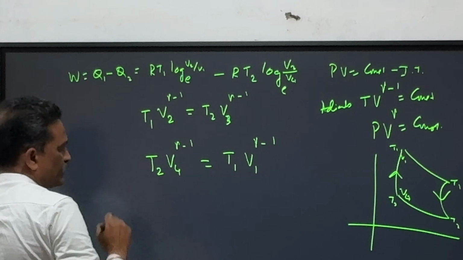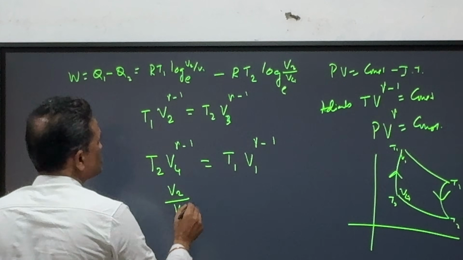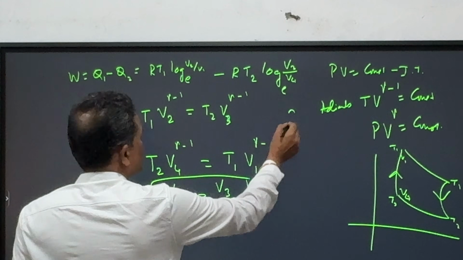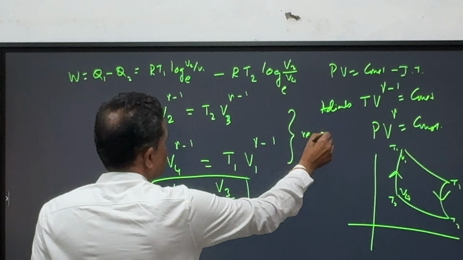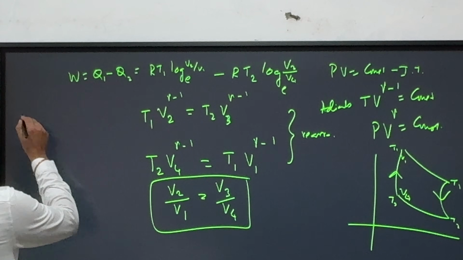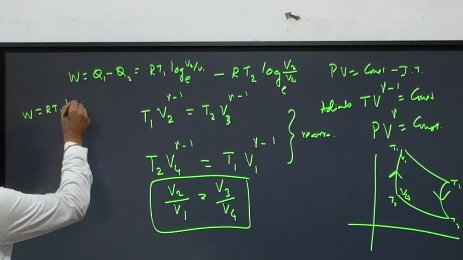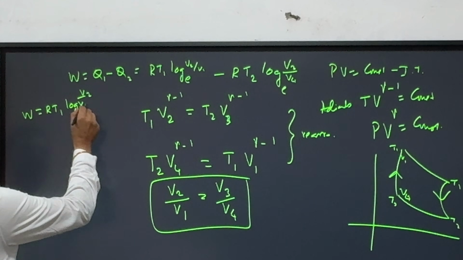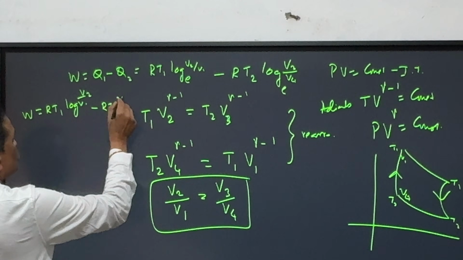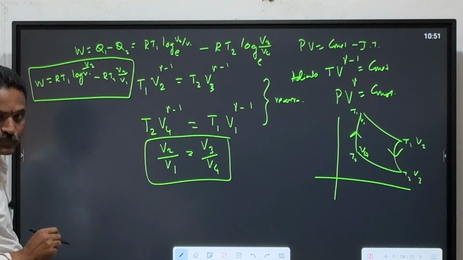You divide them, rearrange them, then you will get V2 by V1 is equal to V3 by V4. This can be written directly from these two equations, rearranging these two. So from this I can write W will become RT1 log V2 by V1 minus RT2. Instead of writing V3 by V4, I can write V2 by V1. So this is my new equation for the resultant work done by the heat engine.